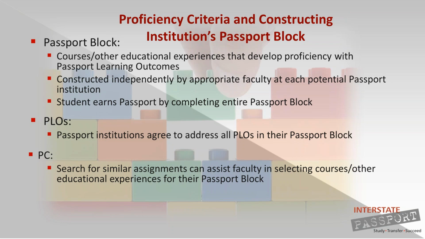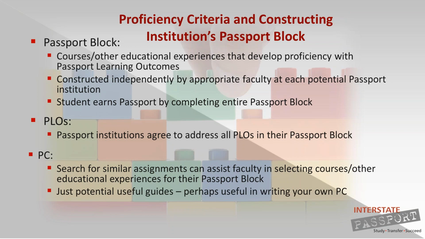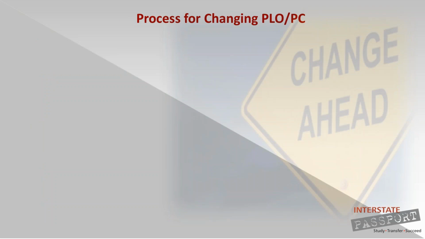If you're looking at a set of proficiency criteria, it's conceivable that you're going to see something that resembles quite closely assignments that you now give in one course but not in another, and those can be indicators of courses that will be a very good fit for your passport block. But they're just useful guides. They might also be useful in writing your own proficiency criteria. And finally, we repeat again that they're not required. The PC are not required. They're not recommended. They're not suggested. They are a report of what faculty at different institutions are currently doing.